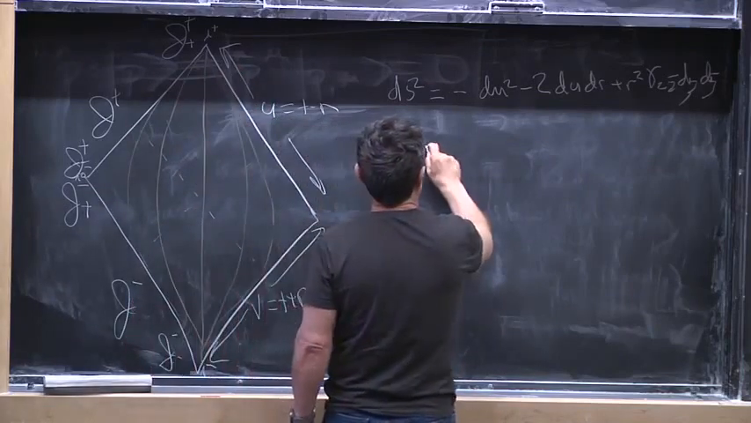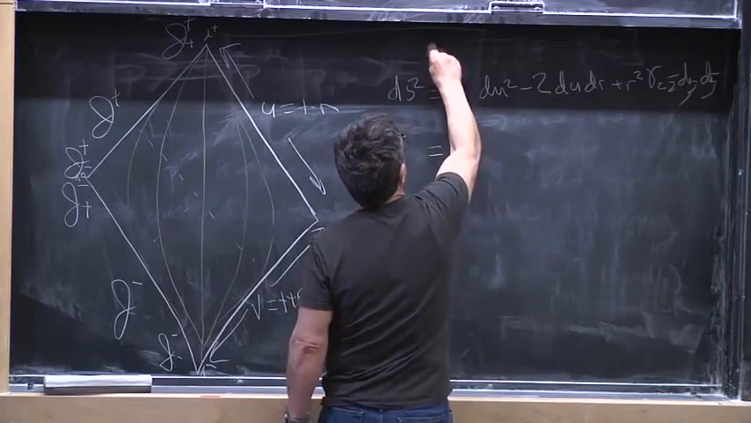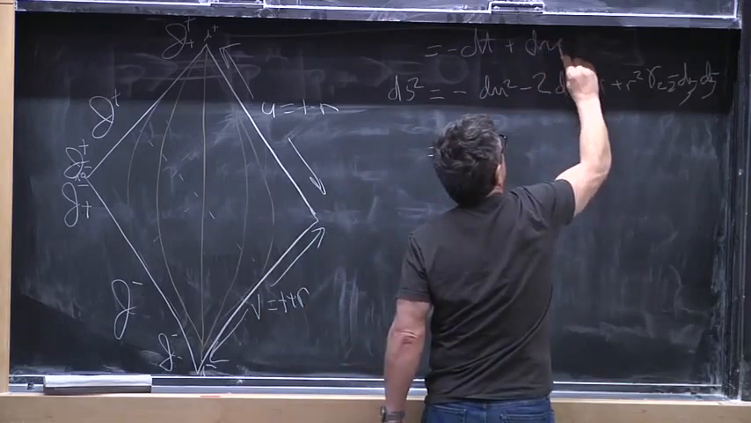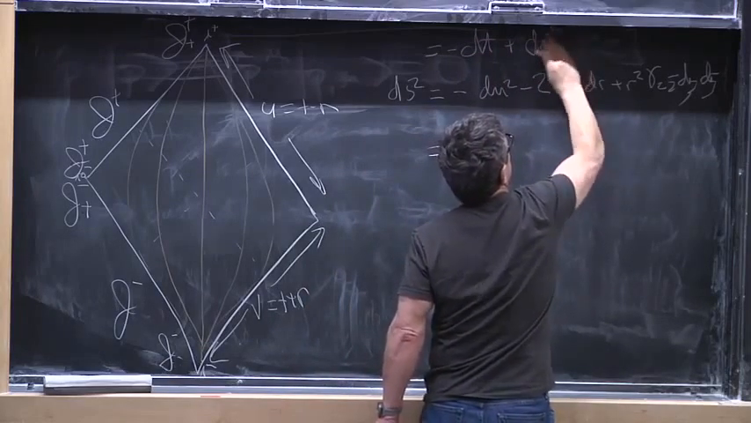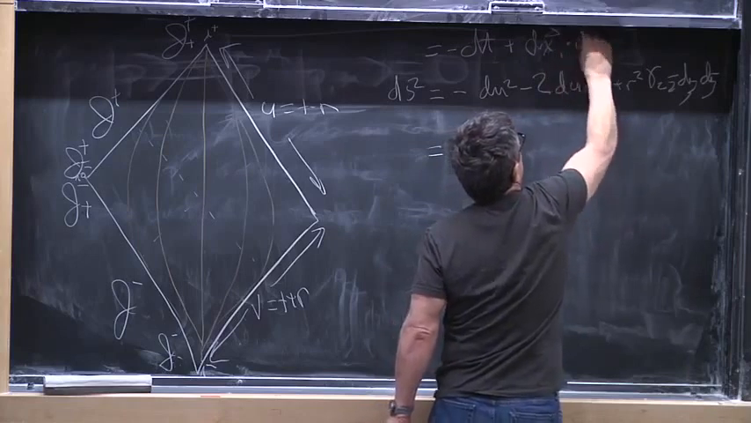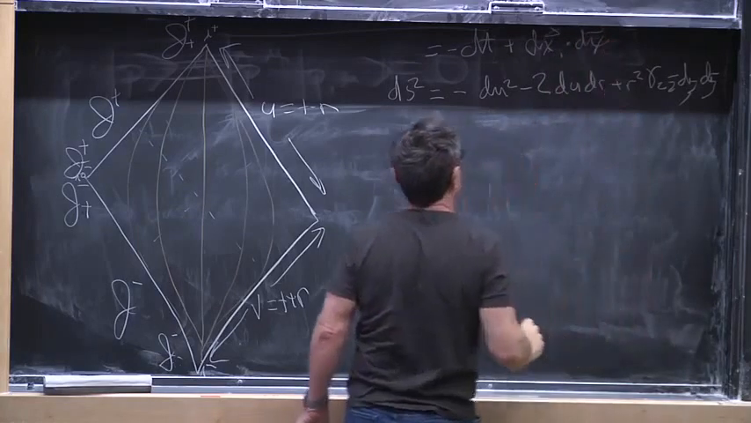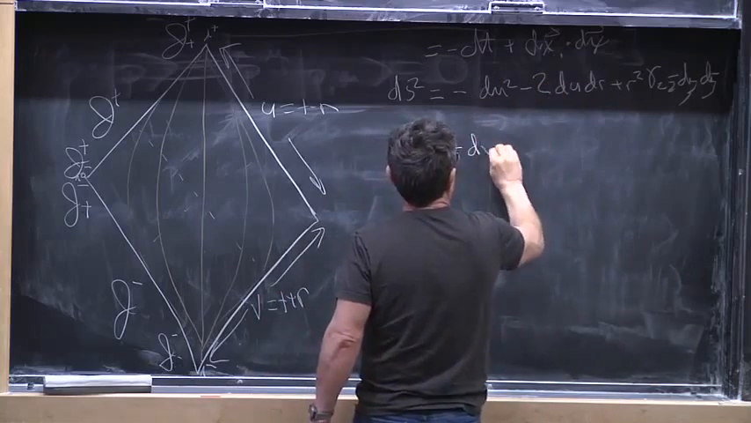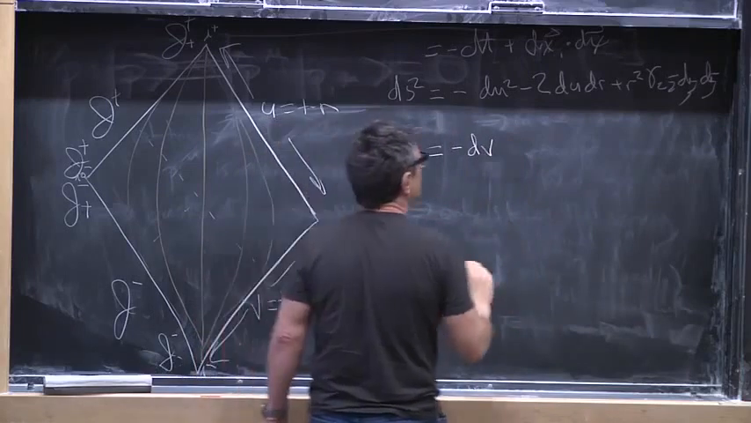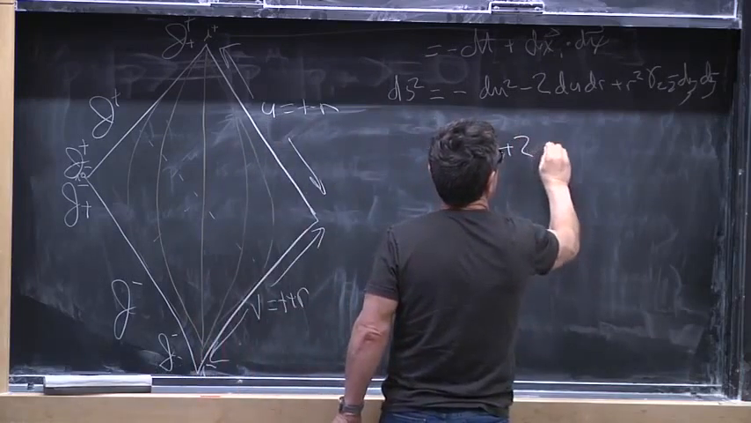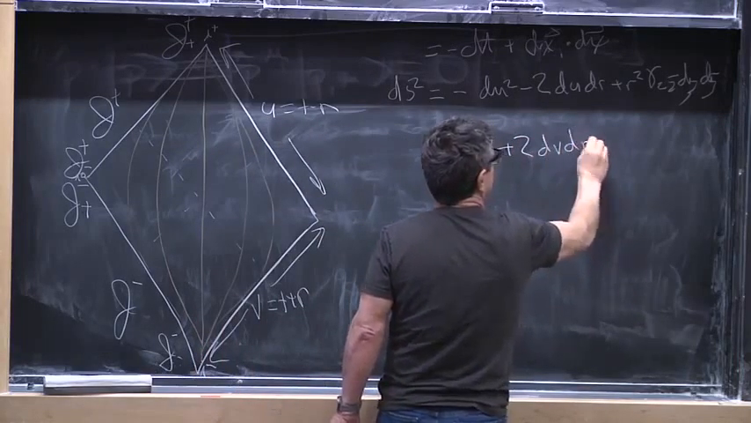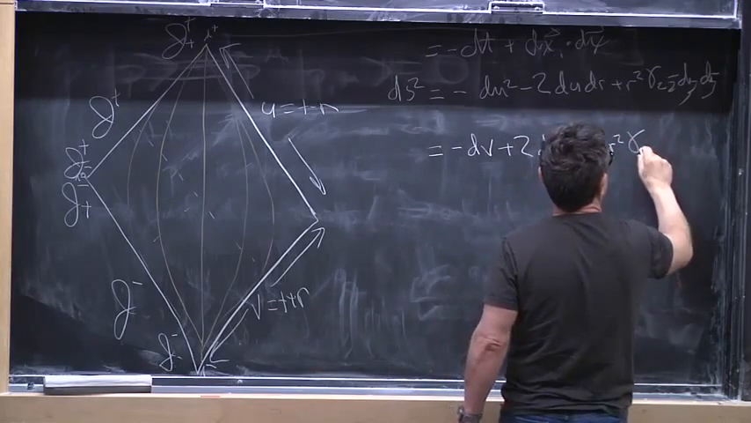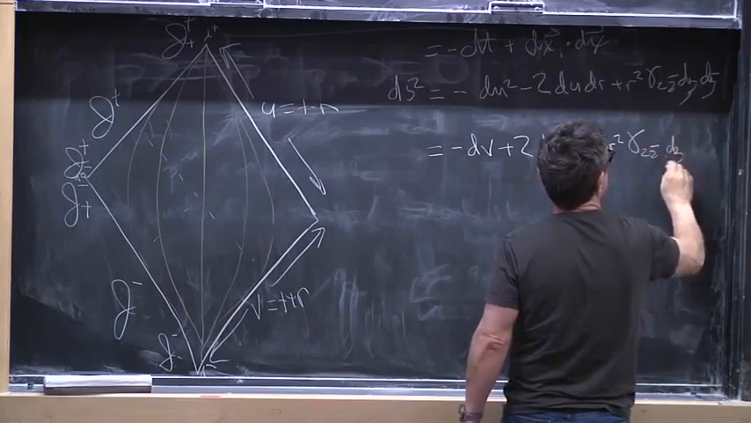On the other hand, of course, this is equal to the flat metric. We haven't come to gravity yet, dx dot dx in flat Minkowski coordinates. And when we want to study things near past null infinity, we want to use advanced coordinates, which differ only in the sign of the dv dr term.